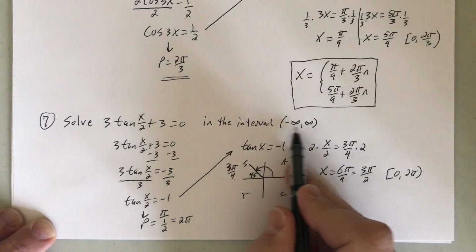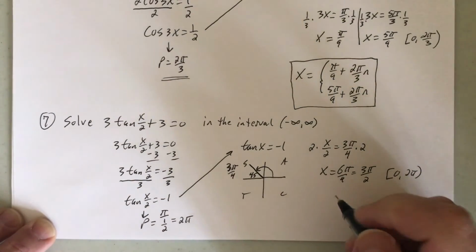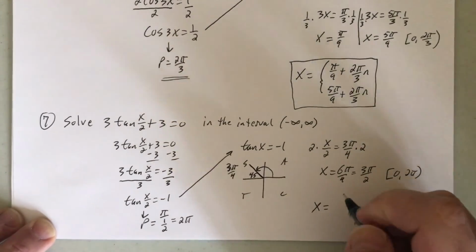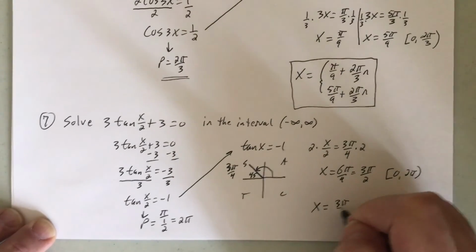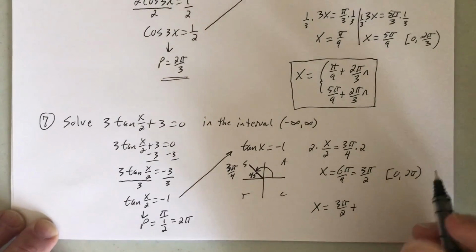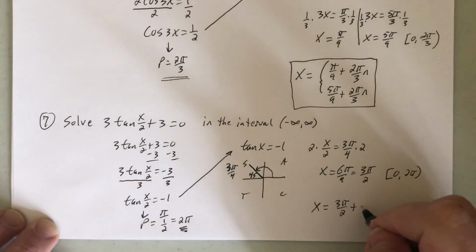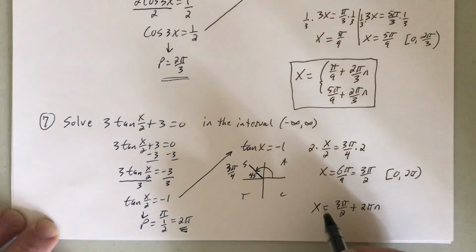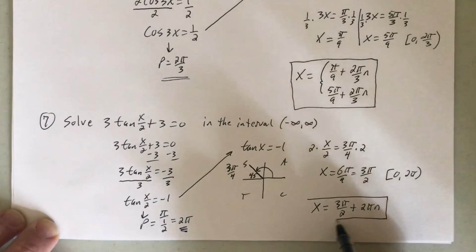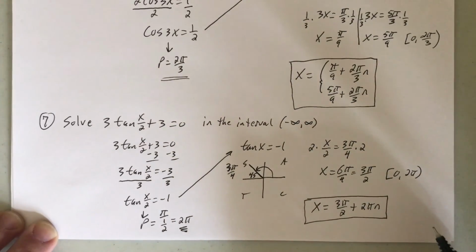Well, we want to go from negative infinity all the way to infinity. So we say x is equal to 3 pi over 2 plus the period n. Well, what's the period of this? It's 2 pi, so 2 pi n. And that would be the answer for number 7.